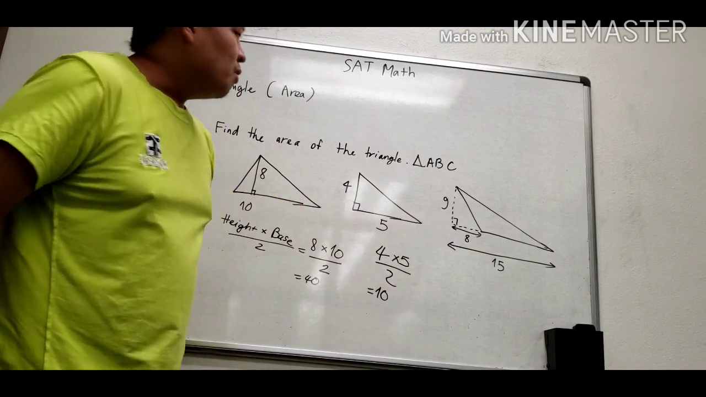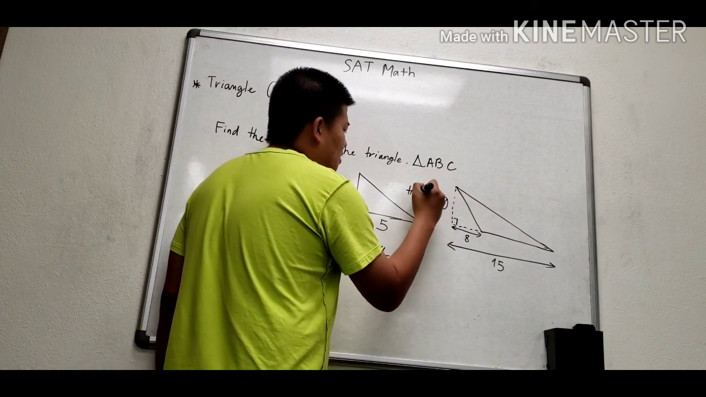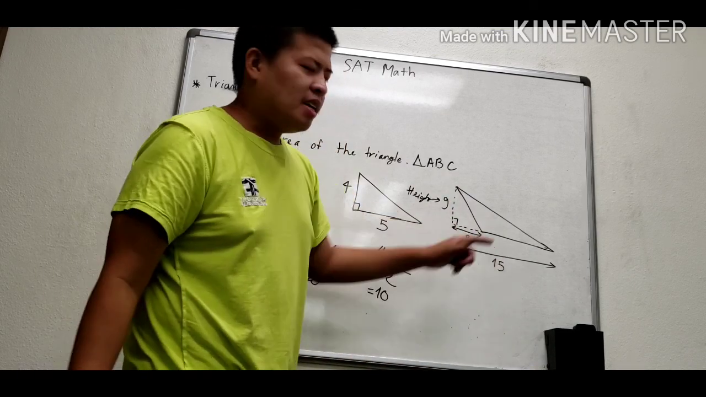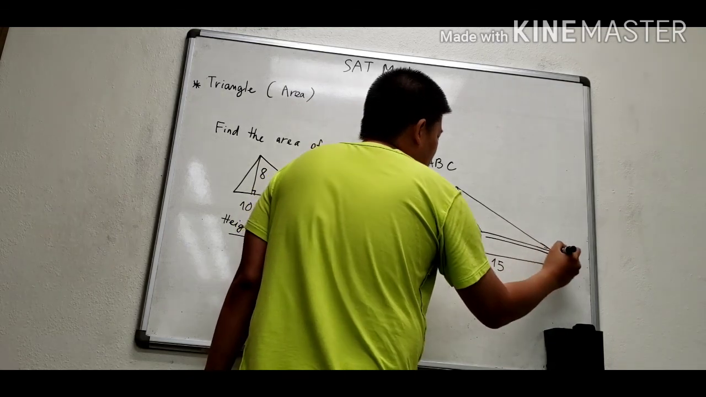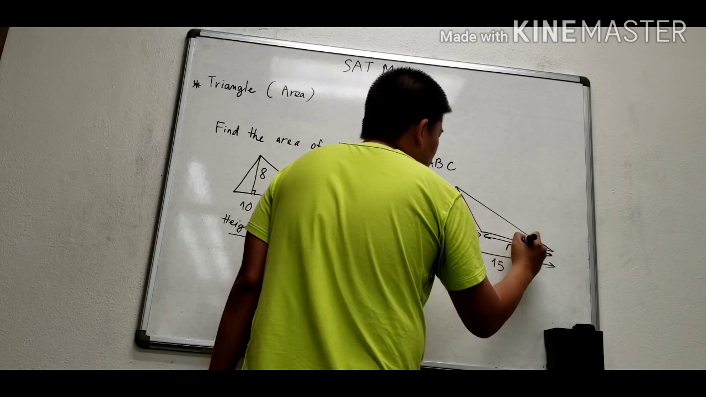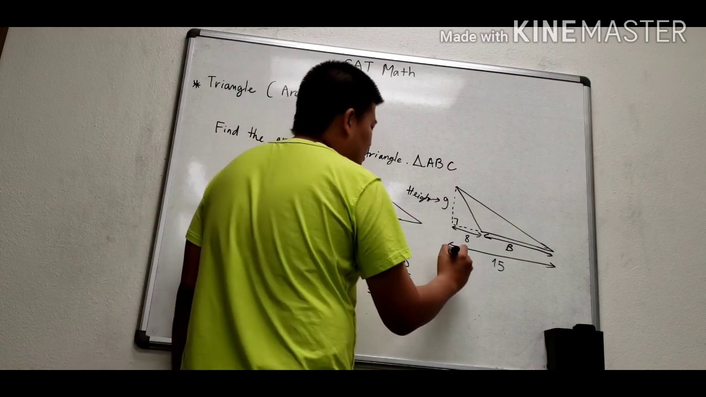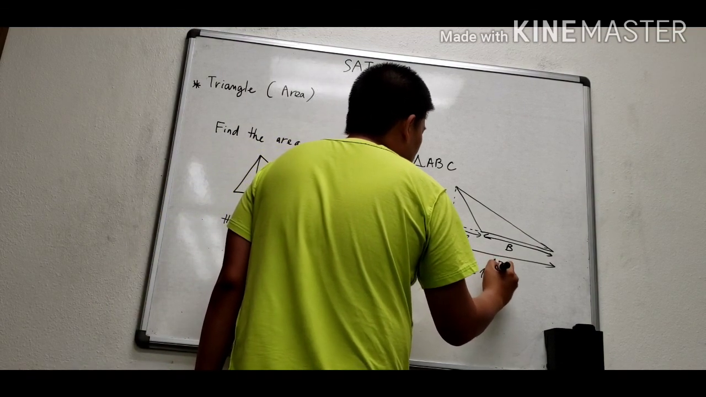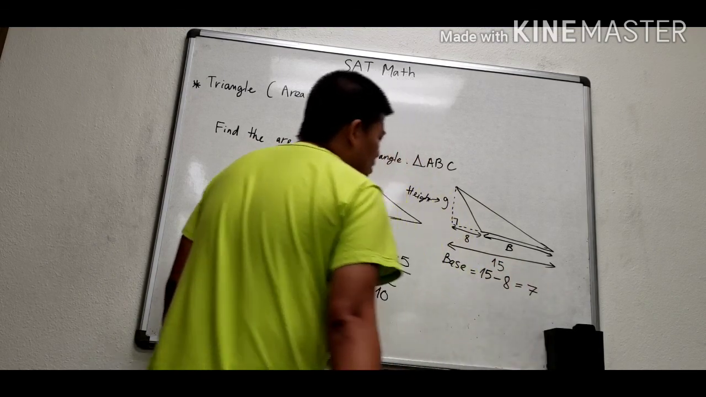Then the last triangle, we have the height is about 9, but they don't provide the base for you. So if you want to find the base here, you use 15 minus 8, and you get 7.